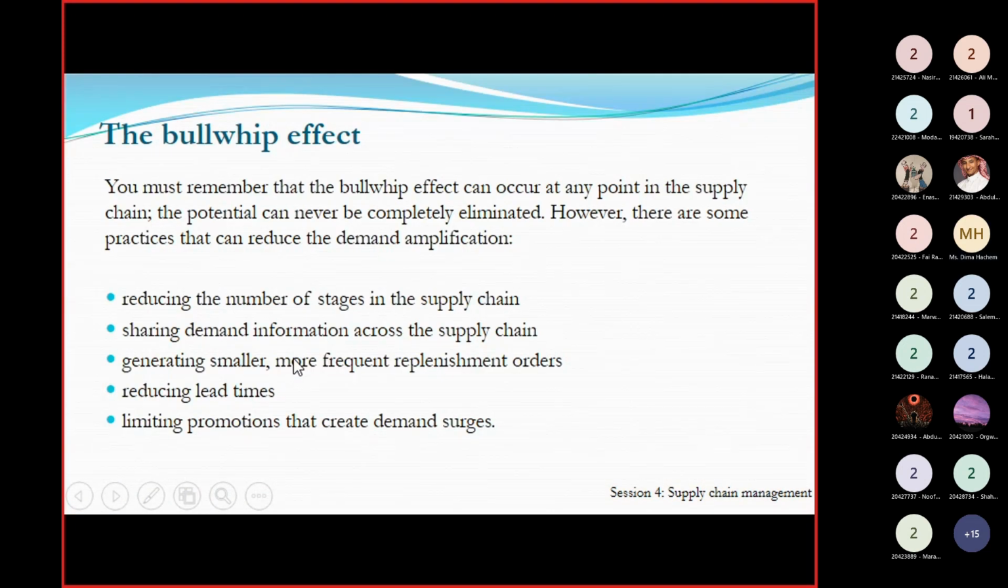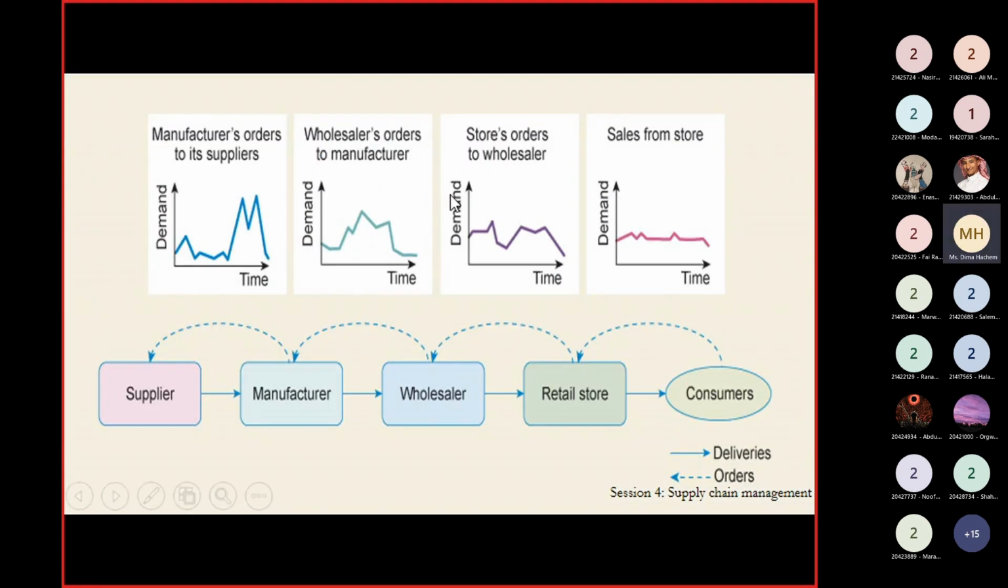All right? So you must remember that the bullwhip effect can occur at any point in the supply chain. The potential can never be completely eliminated. However, there are some practices that can reduce the demand amplification. What can you do to reduce this? You can connect the system of the store directly to the supplier. Since nowadays we have systems, computers, internet, let's make a whole system that connects all of these together. This will reduce the effect of the bullwhip.